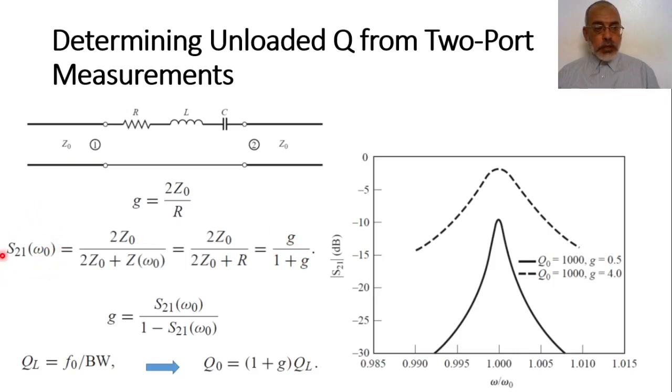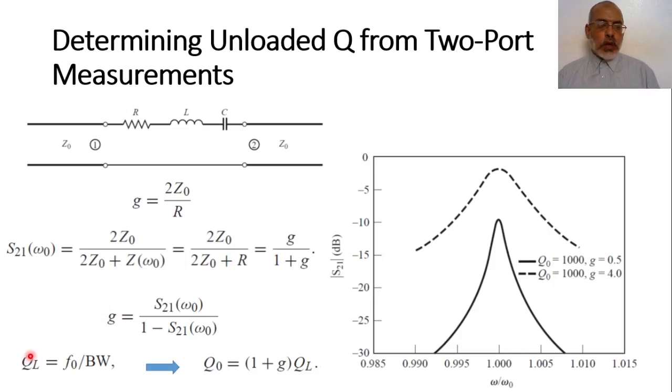S21 is already measured. So we can obtain the coupling coefficient G in terms of the measured S21. It would be S21 at omega naught over 1 minus S21 at omega naught. By solving this equation, here S as a function of G, we can obtain G as a function of S. So this is the coupling coefficient. So at the center frequency of the resonant circuit, we are going to measure the value of S21, or the transmission coefficient, and from the value of S21 we obtain S21 over 1 minus S21 as the coupling coefficient G. Now we have already obtained the value of G.